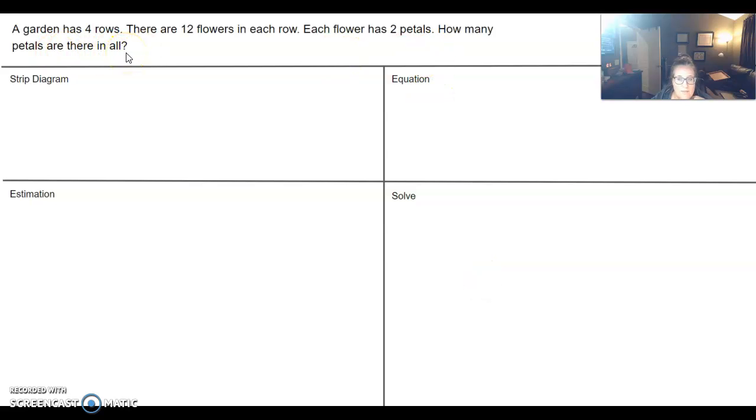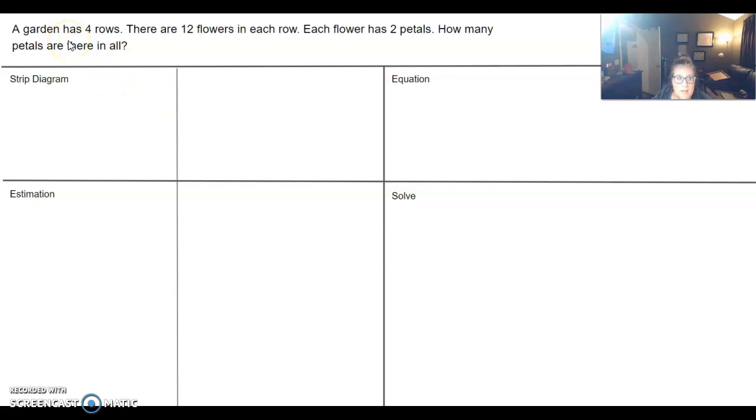So the first thing I have to decide is, is this the one-step problem or the two-step problem? Well, I know there's a garden that has 4 rows and there's 12 flowers in each row, so that's one thing. But then it also tells me that each flower has 2 petals, so this is actually our two-step problem. So I know that I'm going to have 2 strip diagrams. So let's think about the first one.